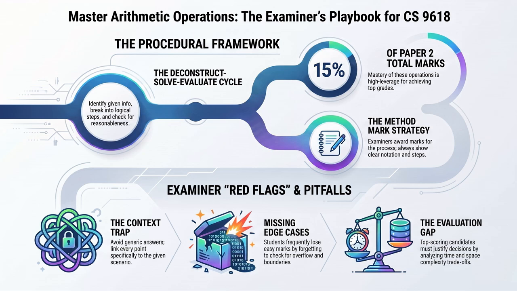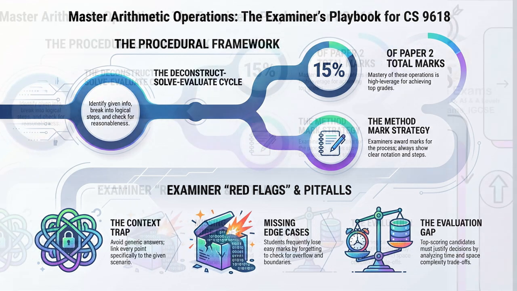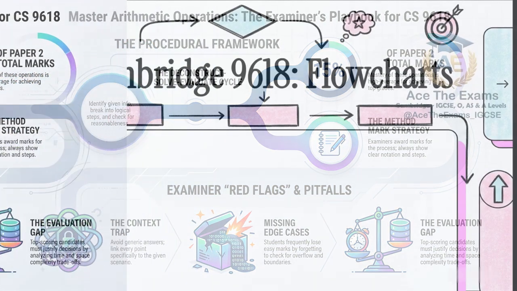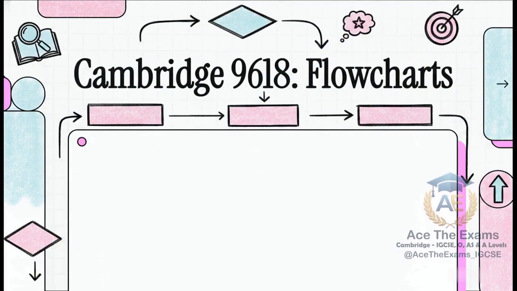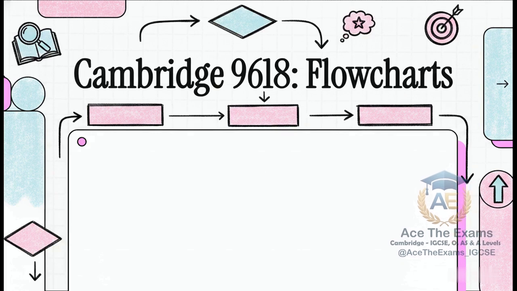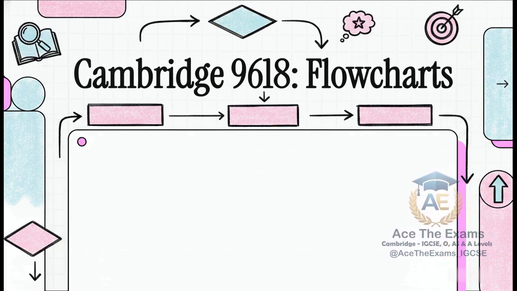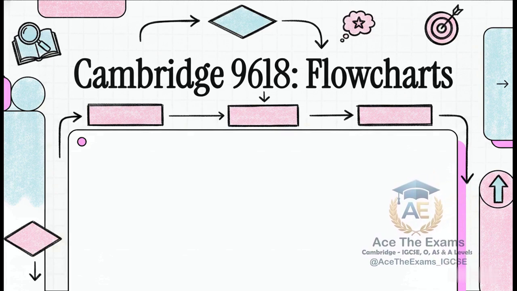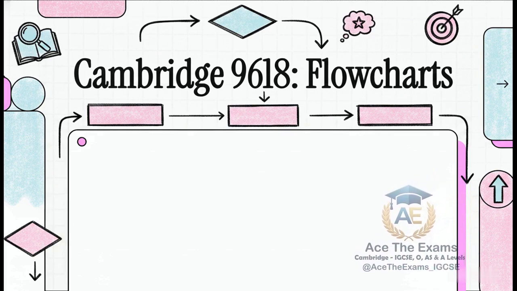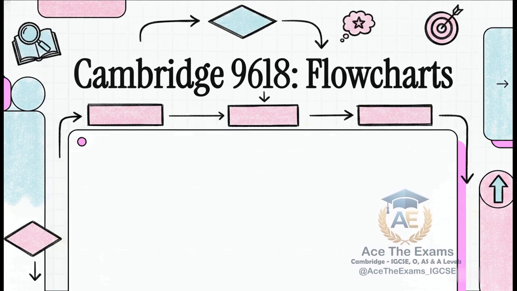Welcome to this explainer. Today, we're targeting a very specific, high-stakes topic, Cambridge AS and A-level computer science, subject code 9618. Specifically, we're zeroing in on documenting algorithms and flowcharts. Now, if you're gearing up for this exam, you already know this topic can be an absolute marathon. It's demanding, and it requires some serious mental endurance.